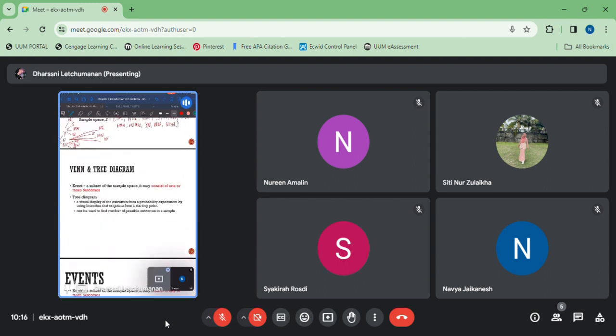Venn diagram and tree diagram. A tree diagram is like this, and you have the dot here. If there are more stages, then it continues like that. For the Venn diagram, it's very easy. We learned all this in school, it's just more detailed this time. You have this type of circle. Sometimes the circles intersect like that, sometimes they're mutually exclusive, like that.